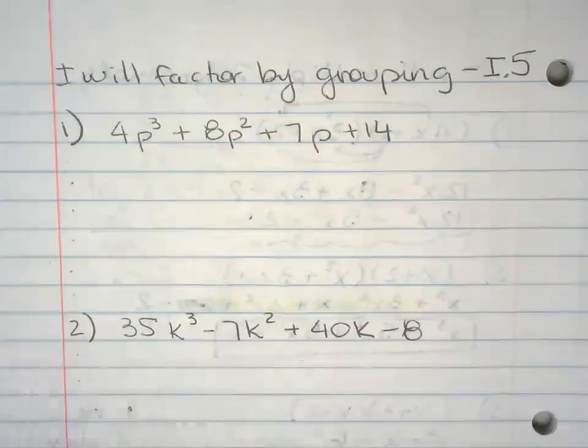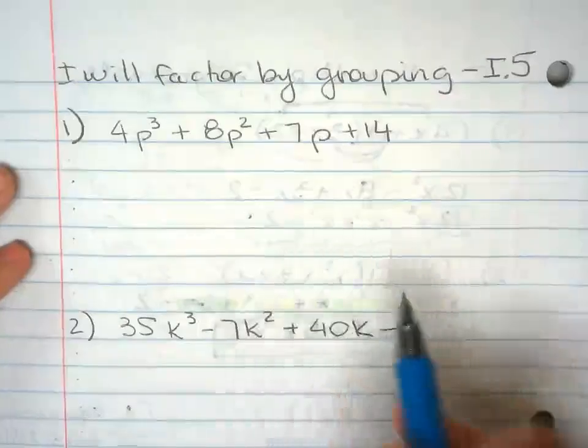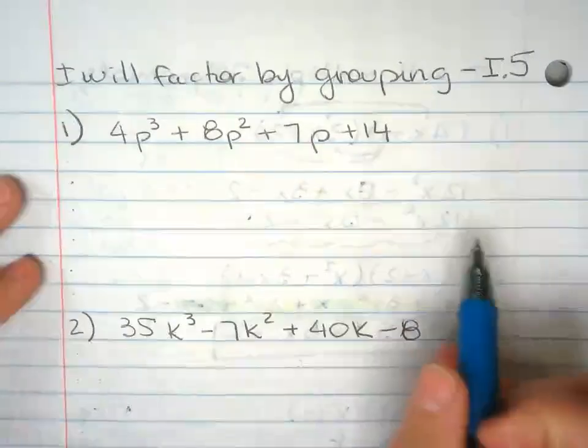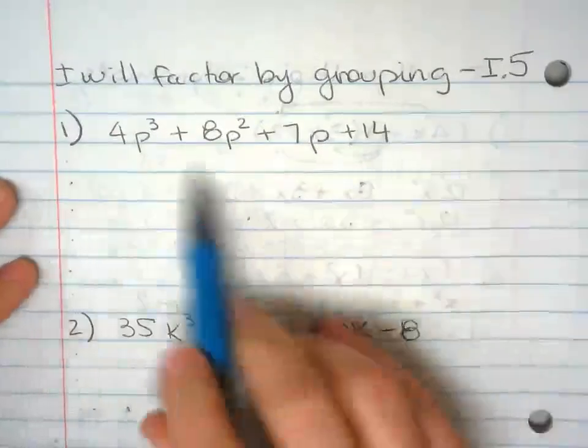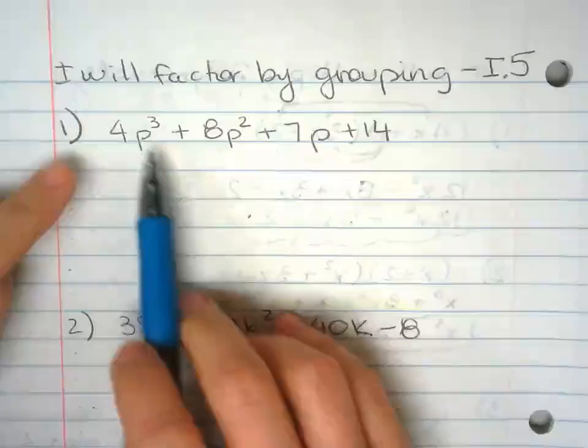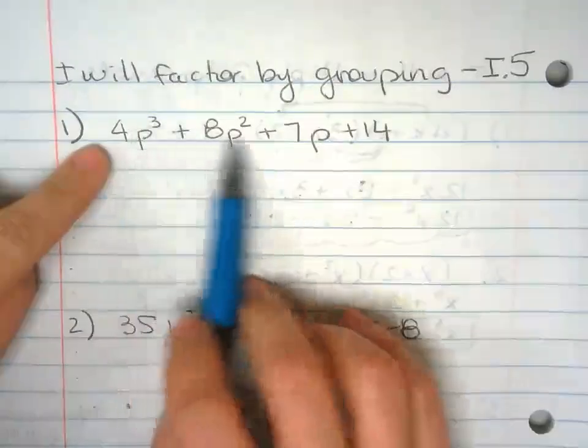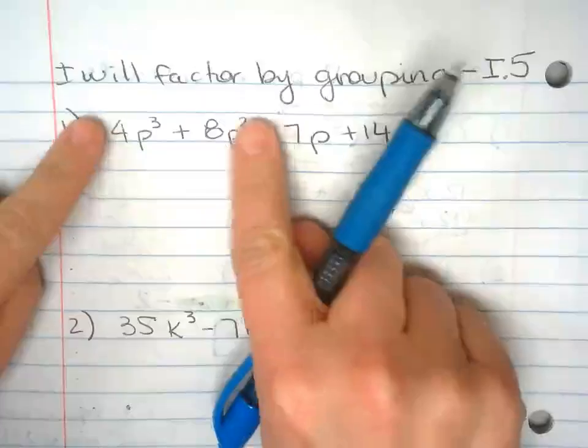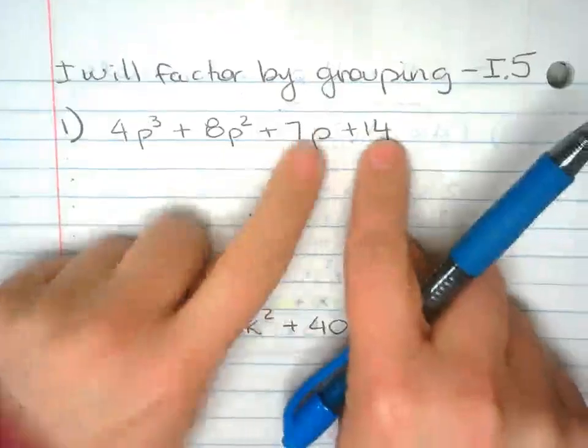More factoring. This time we're factoring by grouping. This is to help you with IXL I5. So now we have 4 terms right here, 4 monomials. So we're going to look at these two first and then these two separate.